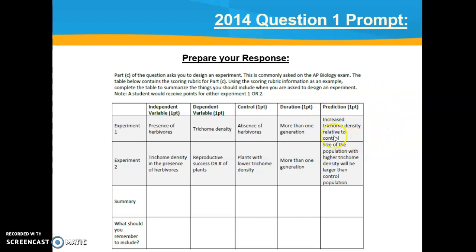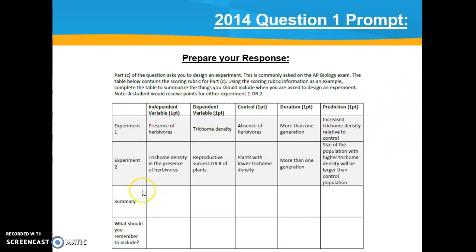And then how would we know if this supported our hypothesis? We would see that in the group with the herbivores, we would see increased trichome density. So we would see more trichomes on those plants compared to the plants that did not have the herbivores present. Okay, so that shows that herbivores determine trichome density.